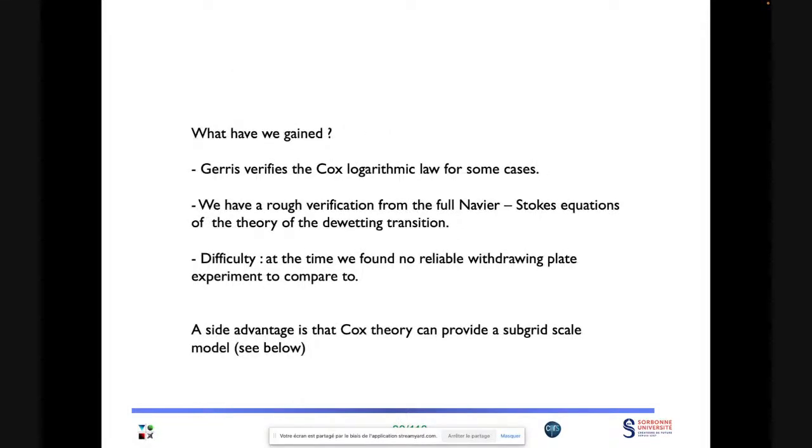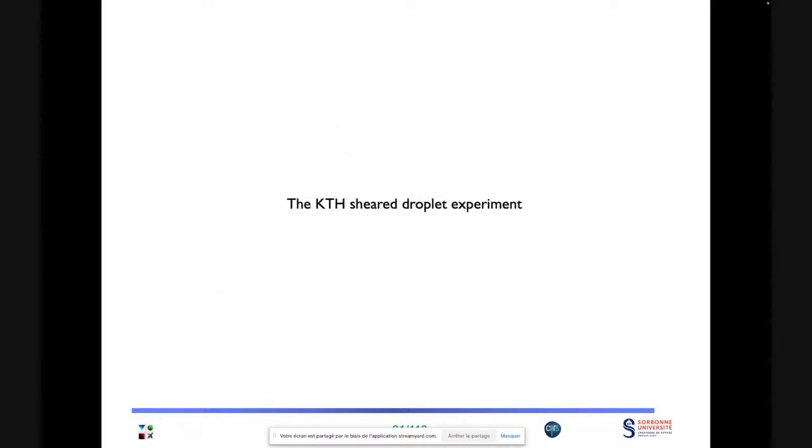And what have we gained with this? We can verify the Cox law approximately in some cases. We were also able to see the wetting transition. I don't have the time to show you this. And it also provides us a subgrid scale model that I will describe a little bit later.